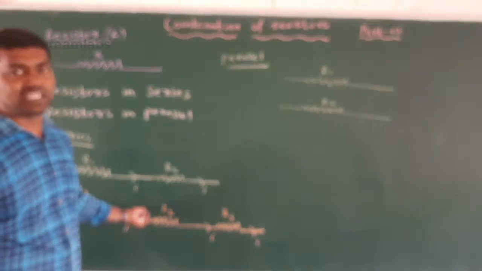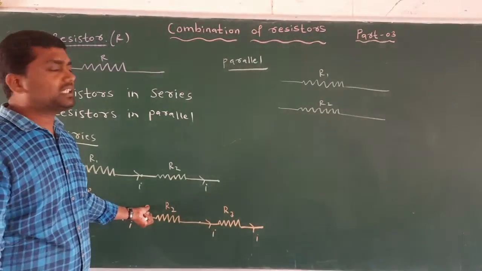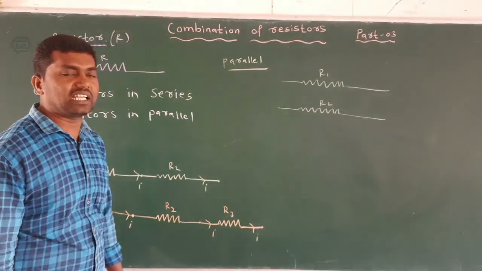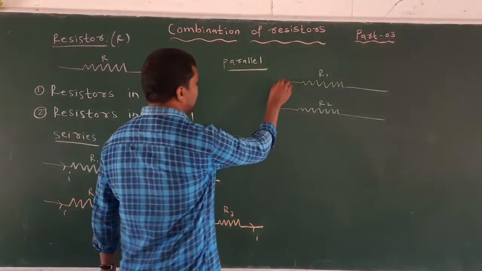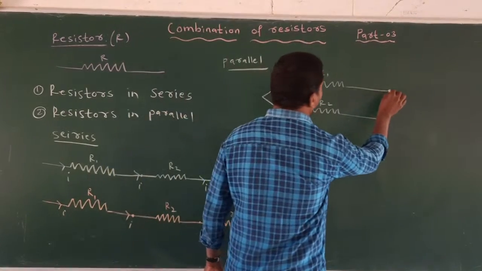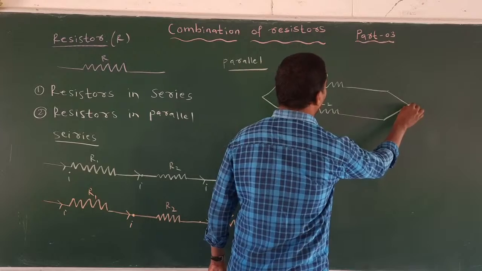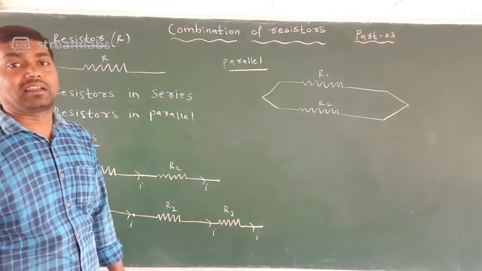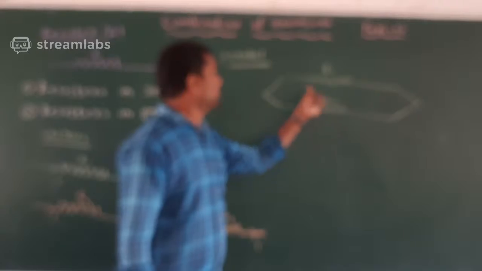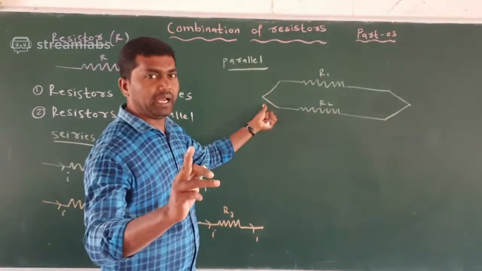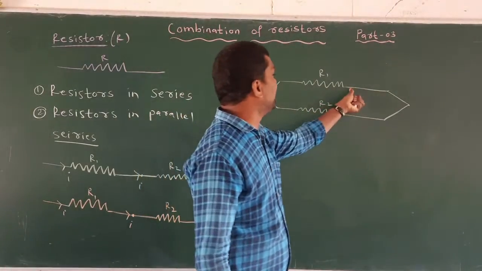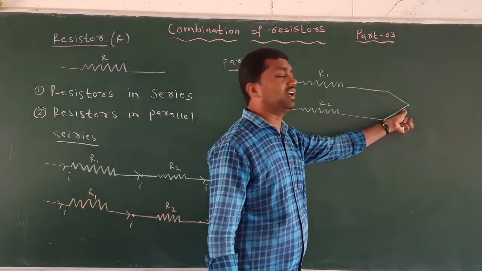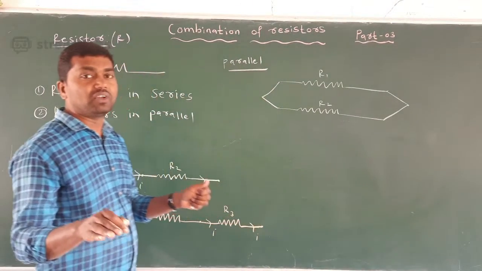In the series combination, the resistors are connected end to end. But in the parallel combination, the first terminals are connected to a common point, and the second ends are connected to another common point. So this is called parallel combination of resistors. In series combination, we connect all the resistors end to end, but in parallel combination, the first ends are connected at one common point and the second terminals are connected at another common point.